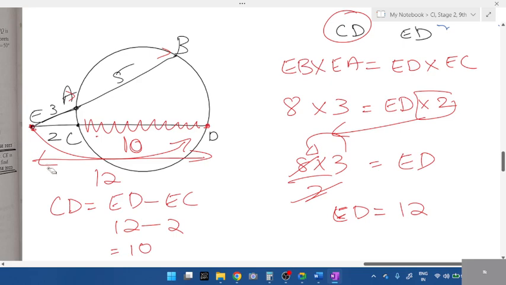Is it clear? All of you understood? So look at what I have marked. They have asked us to find CD value. MCQ question.